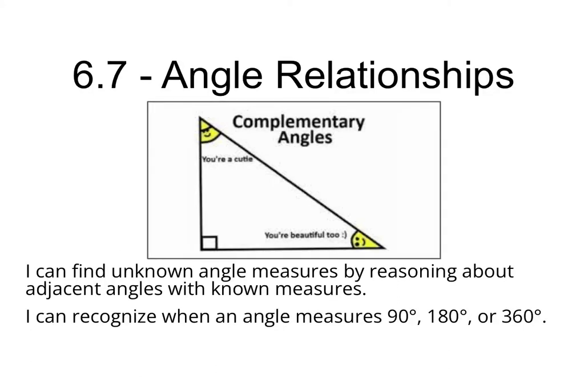Your learning target is that I can find unknown angle measures by reasoning about adjacent angles with known measures. And I can recognize when an angle measures 90 degrees, 180, or 360.